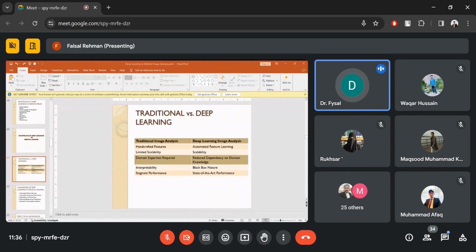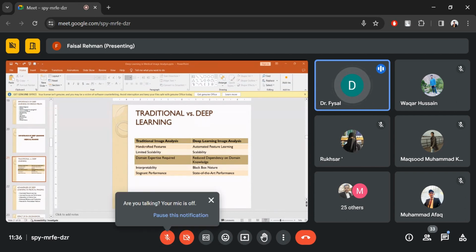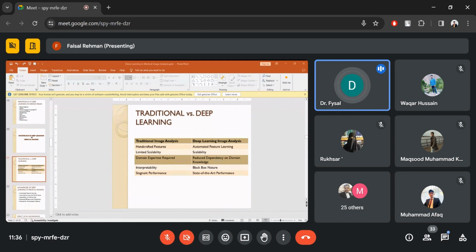So let's have a quick overview of the basic architecture of a neural network to become a deep neural network. It emerged as a perceptron, then became more complex as a multi-layer perceptron, and then more complex to a deep neural network.